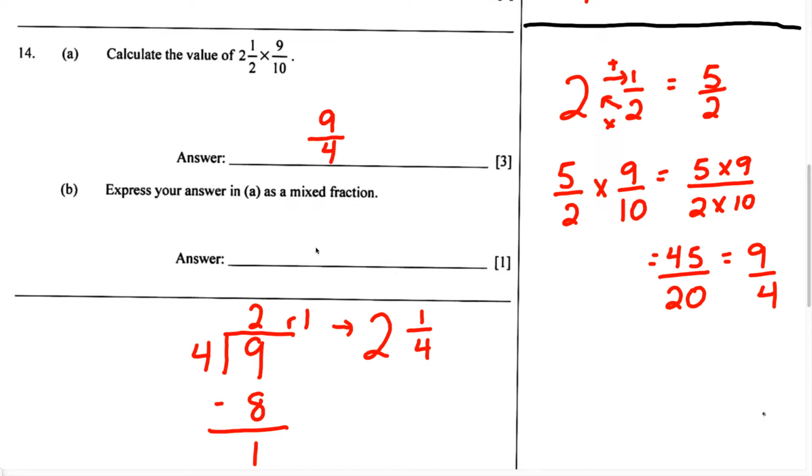Therefore, the answer for part A, which is 9 over 4, written as a mixed fraction, or what we sometimes call a mixed number, is going to be 2 and 1 over 4.